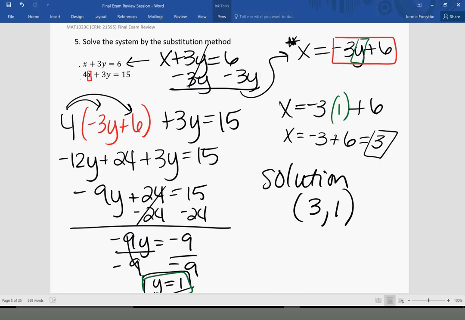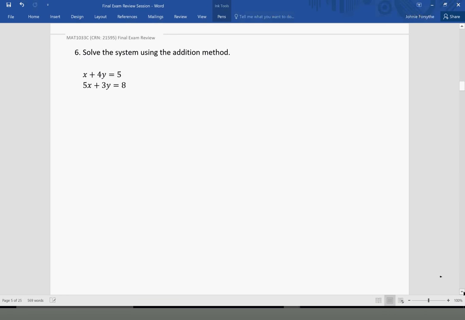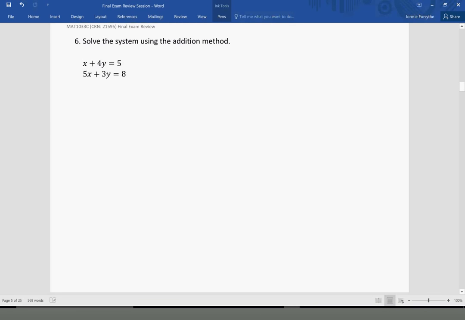Okay, let's solve another system using the addition method. We have a system here, and we're going to solve it using the addition method. It's also known as the elimination method. For this method, you are trying to eliminate one of your variables by adding the equations together. So you want to create opposites in one of your variables. You may have to multiply an equation by some number in order to create opposites.